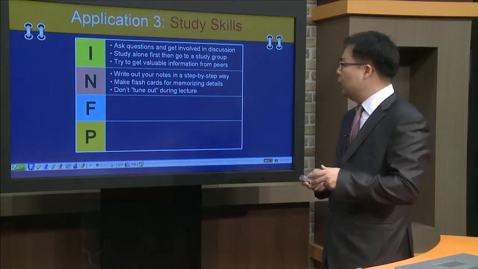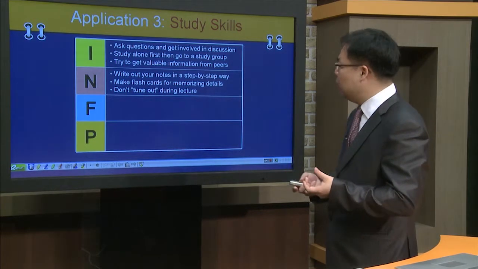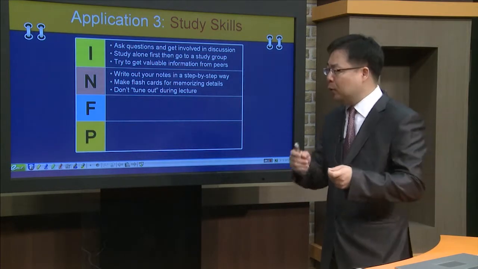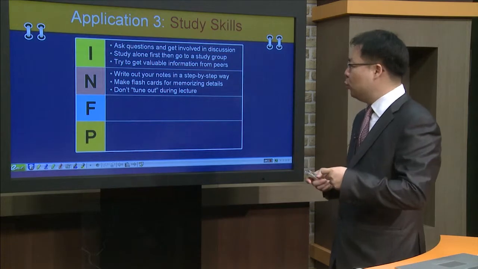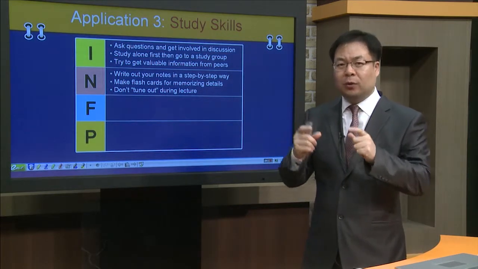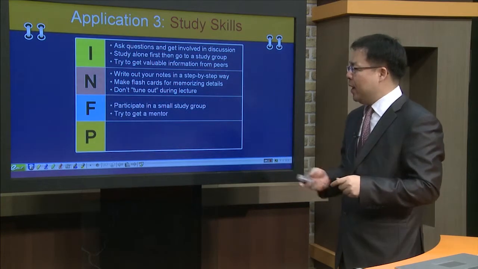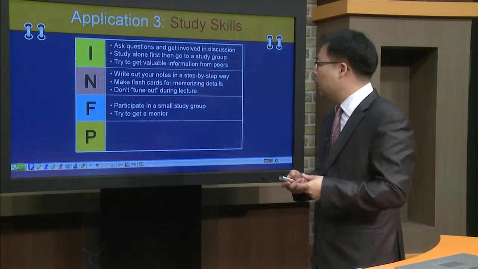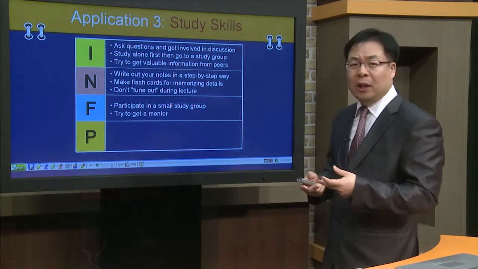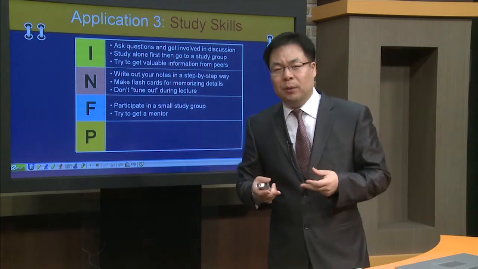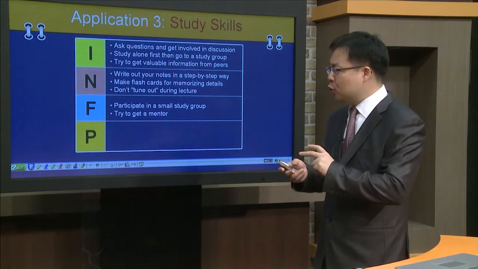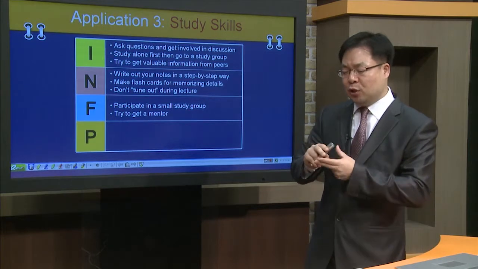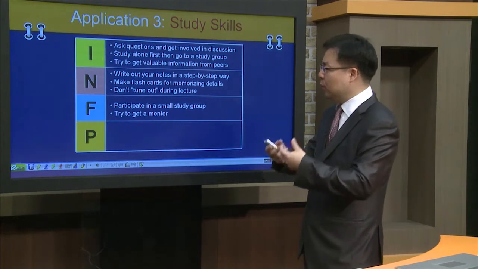And an N person is very creative, but they also need some step-by-step study skills, like making flashcards for memorizing details, because they are weak in that. Don't tune out during lecture, which helps them focus on the lecture. For an F person, participate in a small study group because they prefer working together. And also, if they have a good mentor, that will be an effective way because they are really relationship-oriented. So if they have a good mentor, that type of relationship-based strategy will help the person increase their study skills.